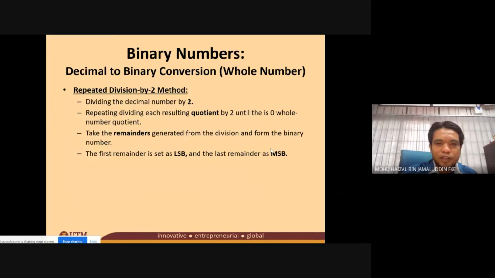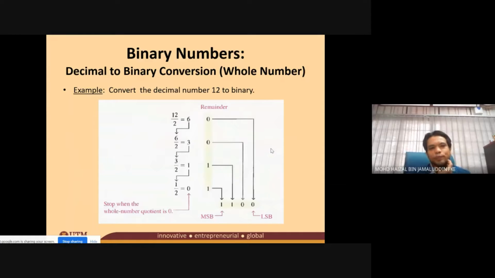So let's do this together using this example. Okay, so here is the example: convert decimal number 12 to binary. So how do we want to do that? Okay, so first thing, you have the 12, you divide it by 2.